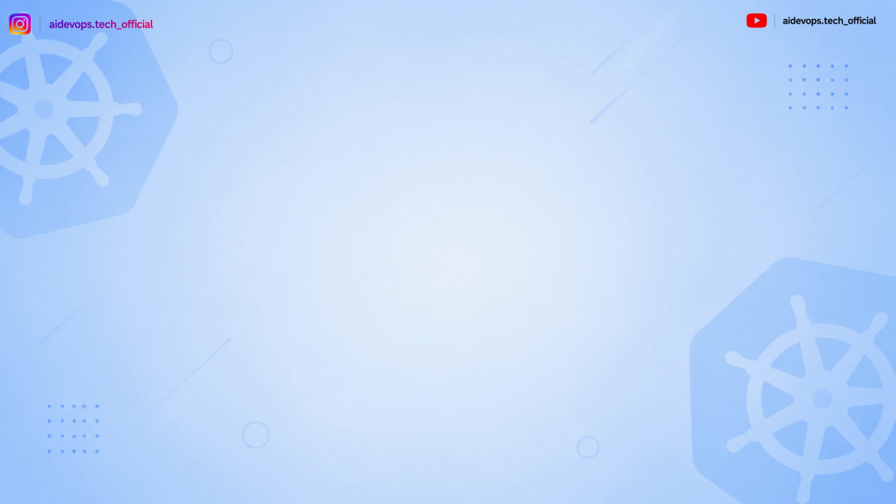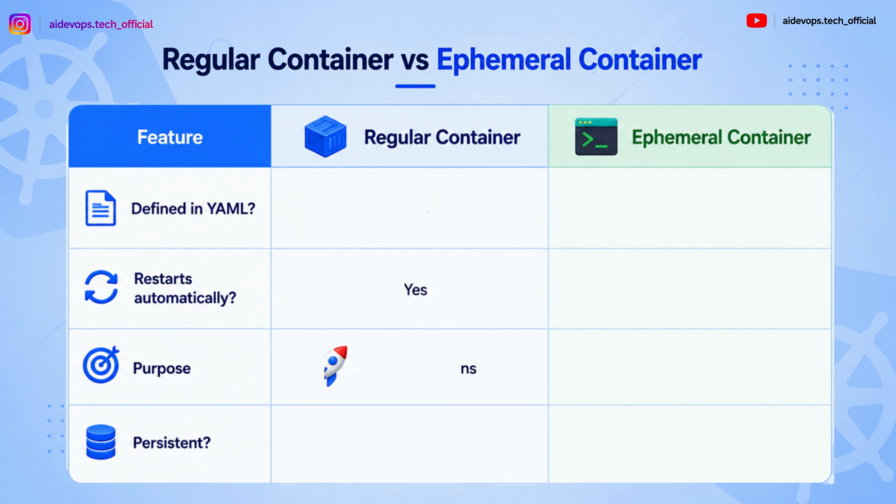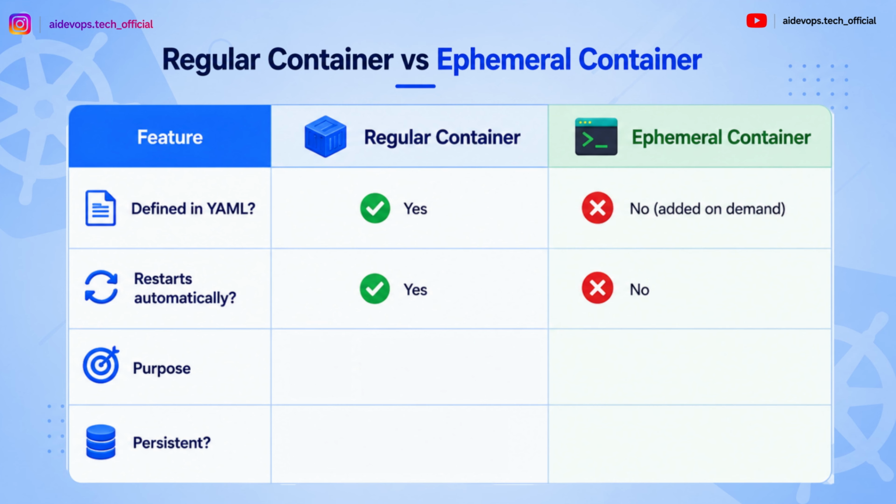Now how is it different from the regular container? So let's quickly compare them. Regular containers are defined in the YAML file, but ephemeral containers are added on demand. Regular containers restart automatically if they fail, but ephemeral containers do not. Regular containers run your application, whereas ephemeral containers are used only for debugging purposes. Regular containers are persistent, but ephemeral containers are temporary.